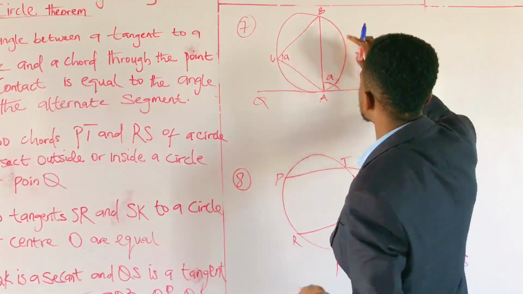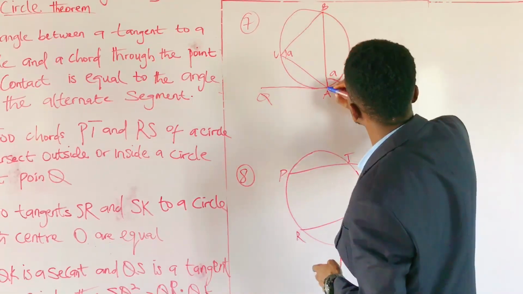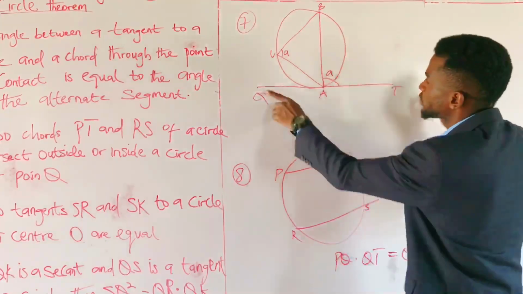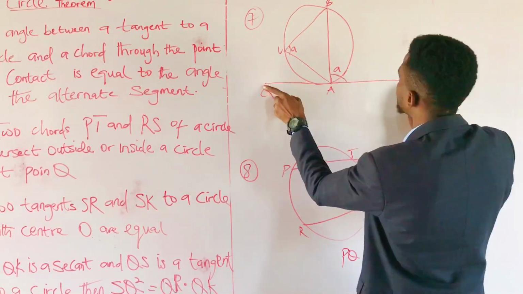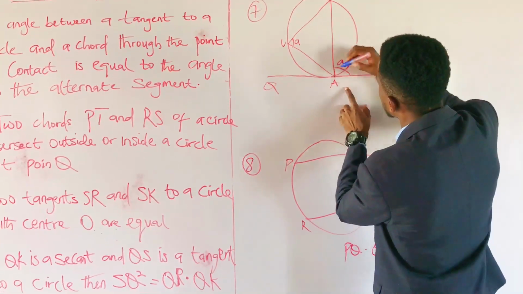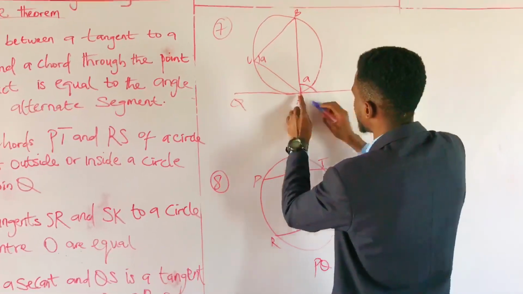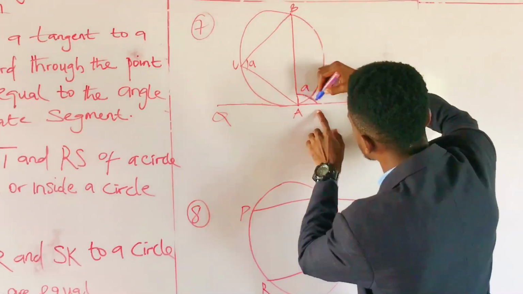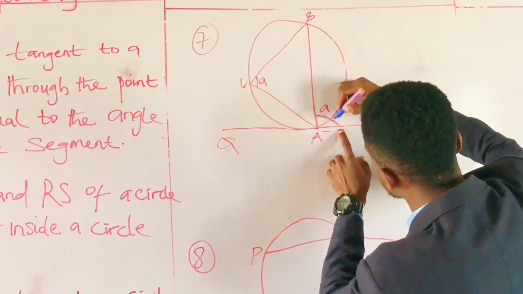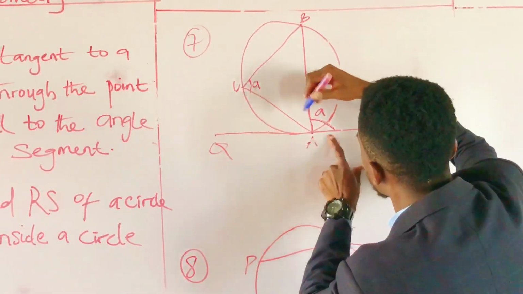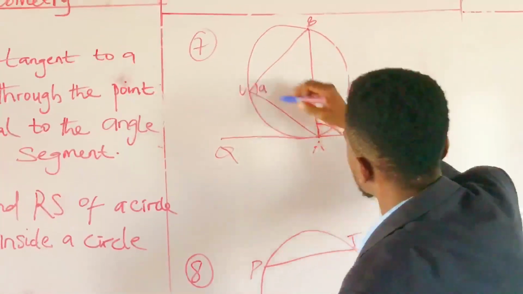Okay, the theorem states that the angle between this chord, this line from here to here, this line AB is the chord, while this one is the tangent. So the angle between this tangent and this chord AB, this is the tangent and this is your chord. So the angle between them is equal to the angle in the alternate segment. This is the angle in the alternate segment. This one is the angle in the alternate segment.